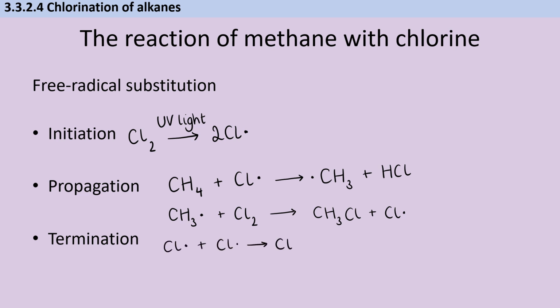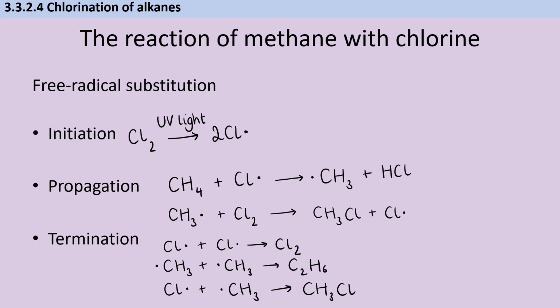So we could have a chlorine free radical and a chlorine free radical joining back together to make a chlorine molecule in kind of the reverse of that initiation step. But we could also have 2 methyl free radicals joining up to make an ethane molecule. Or if we had a chlorine free radical and a methyl free radical joining up, we could also make chloromethane in that way.